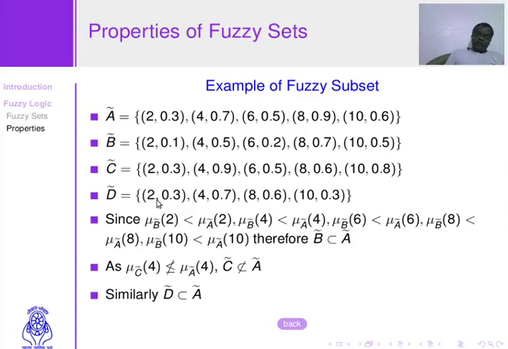For the first element the condition is satisfied. For the second element the condition is satisfied. For the third element it is satisfied. Then for the next element, which is 8, again the degree of membership in fuzzy set D is smaller than the degree of membership in fuzzy set A. And for the last element, that is 10, again it is smaller in fuzzy set D. So that's why fuzzy set D is a subset of fuzzy set A.